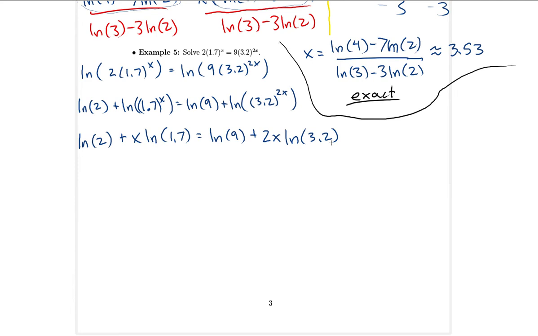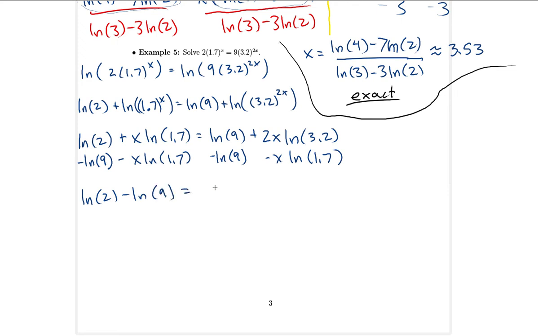Okay, and so as we've done in the past, we want x's on one side, stuff without x's on the other. So I should do this subtraction, and I can also subtract the natural log of 9 from both sides. So I'll end up with the natural log of 2 minus the natural log of 9. And then we have 2x natural log of 3.2 minus x times the natural log of 1.7.